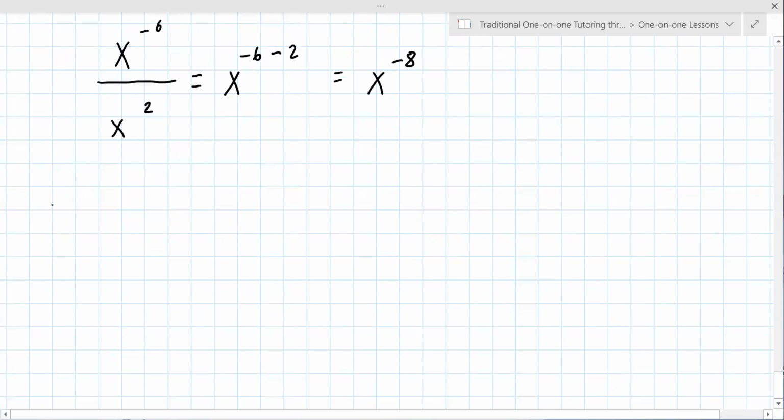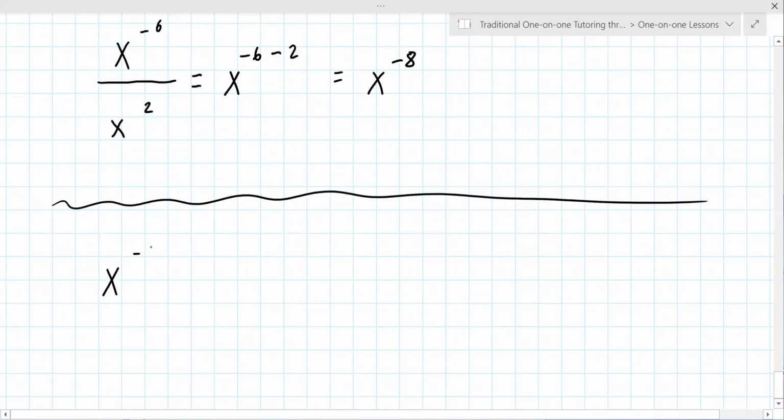So let's try another one here. How about x to the -4 over x cubed? Give that one a try, please. x^-7. That is correct. It is x to the -7.